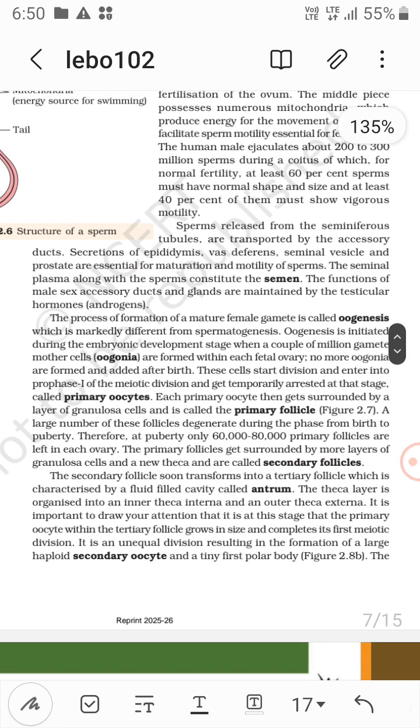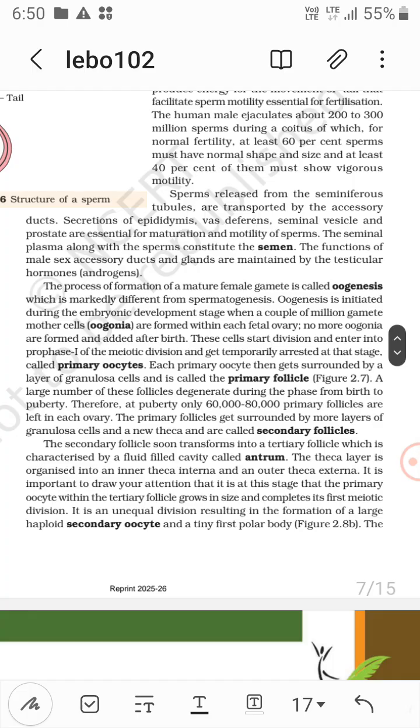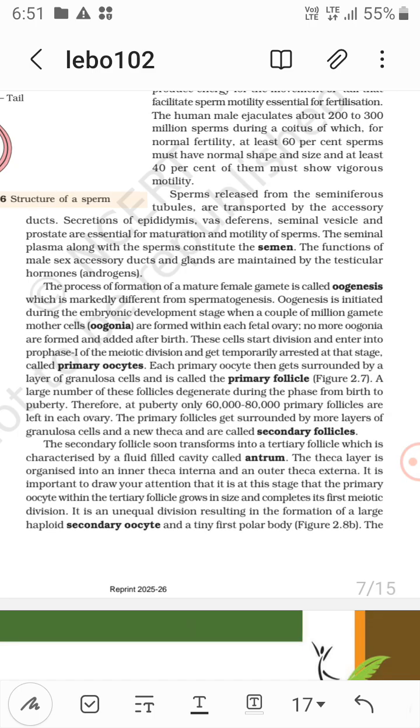The process of formation of the mature female gamete is called oogenesis, which is markedly different from spermatogenesis. It is not completely similar, and it is not completely different. It is just markedly different.